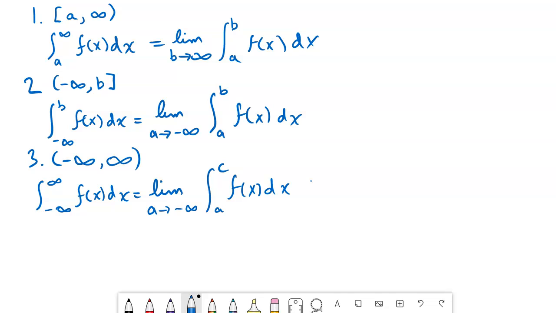You can choose c, because we're just using an integral property, plus the limit as b approaches infinity of the integral from c to b of f of x dx. I broke it down into two parts, and this is fine because it's a property of integrals: if you have two integrals, you can combine them as long as the connecting pieces are connected. So a to c, c to b, means a to b is the same thing.